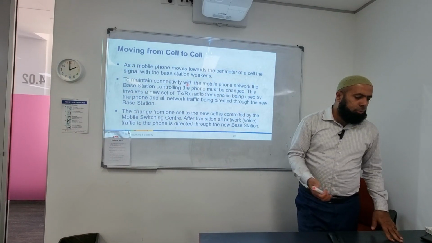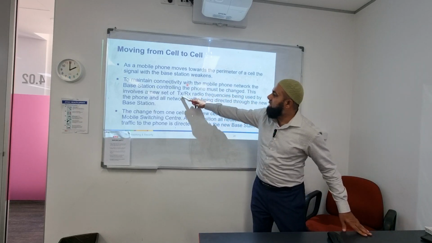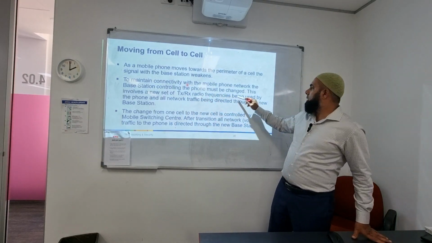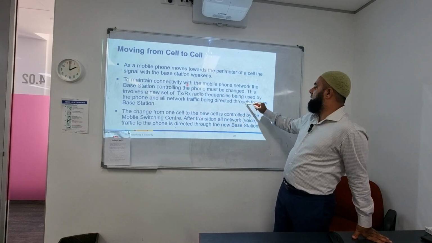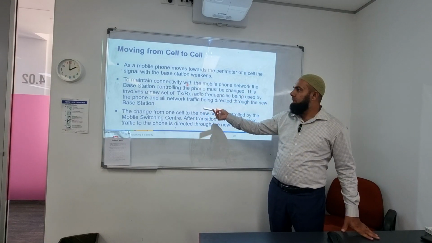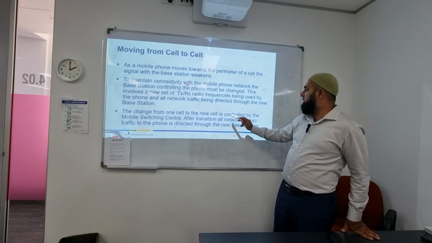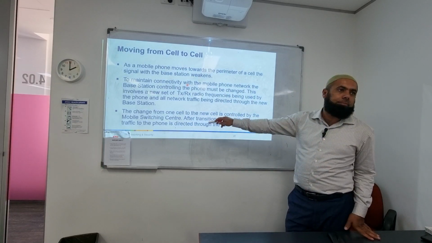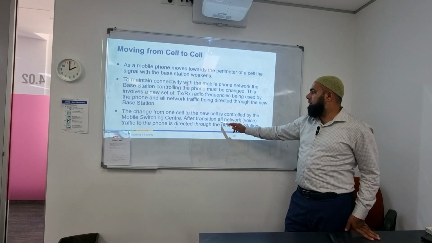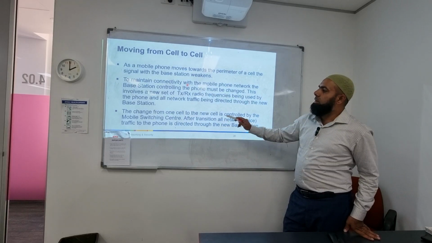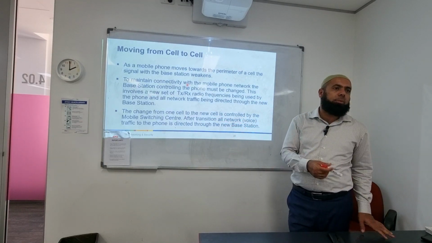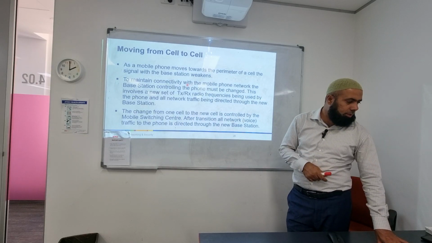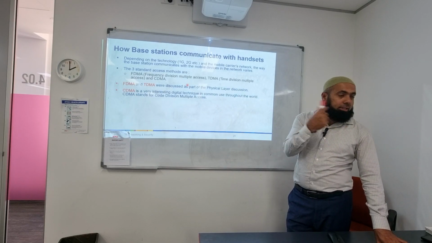Again, we always have a set of transmitter and receiver radio frequencies being used by the phone, and all network traffic being directed through the new base station. The change from one cell to the new cell is controlled by the MSC. After the transition, all network, that is the voice traffic to the phone, is directed through the new base station. So the new base station now has that. Okay, can you read this one now?